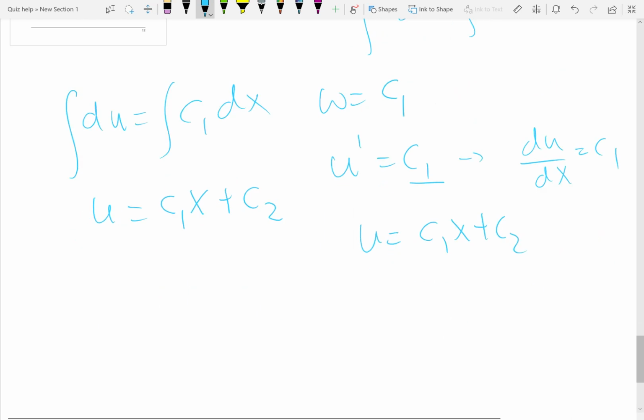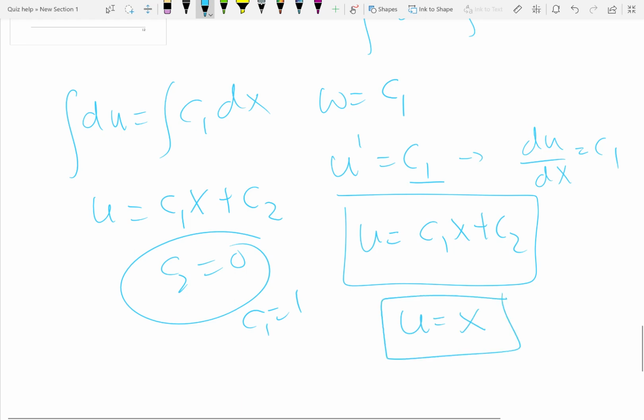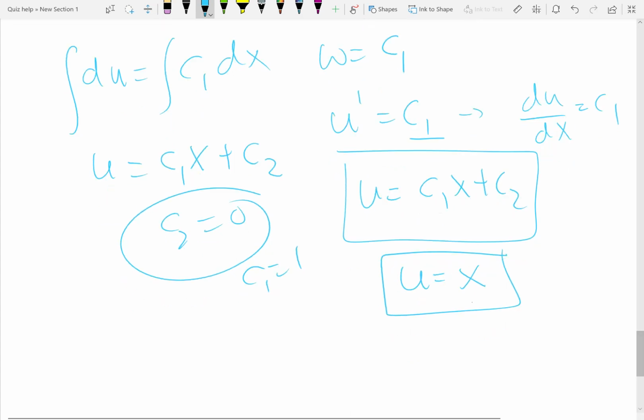Now we can choose our own values for the constants. Let's choose c2 to be 0 and c1 to be 1, just for simplicity, so that we get a nice function, u equals x. Don't ever take c1 equal to 0, because then the function vanishes. That doesn't make sense. So u is x.